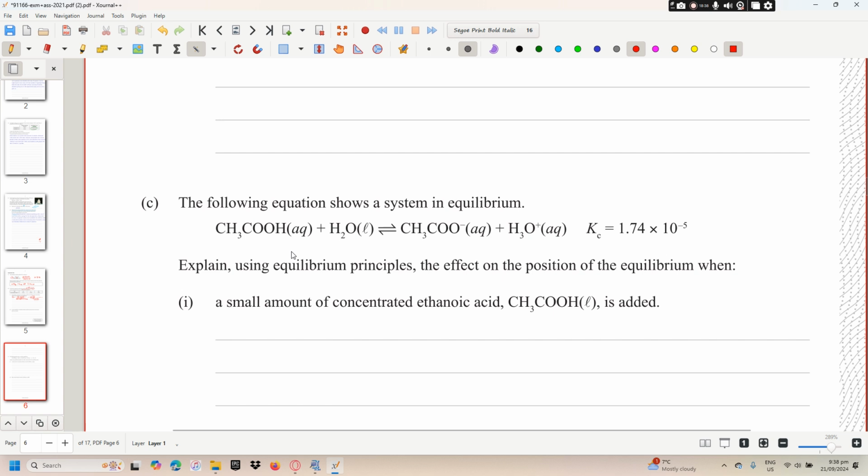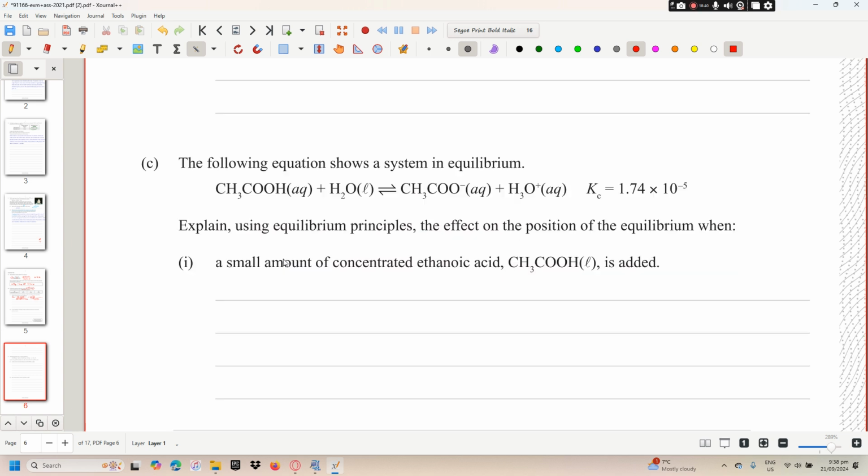The following equation shows the system in equilibrium. Okay, these are always the fun questions. You've got to have a good grasp on Le Chatelier's principle. I always call him Le Chandelier because it's funny, but whatever. So this is an acid dissociating in water. It's got a very low Kc value.